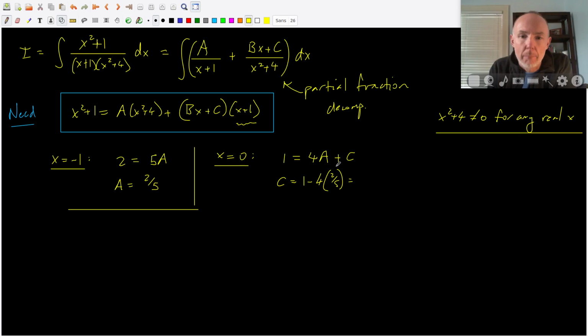And so c is 1 minus 4a, and a is 2/5. So what's this? 1 minus 8/5, that's minus 3/5. And so there's our value for c. Now the last job is to find b. And again, we just need to pick some value. So maybe another easy value to pick is 1.